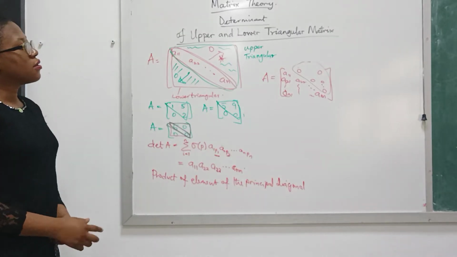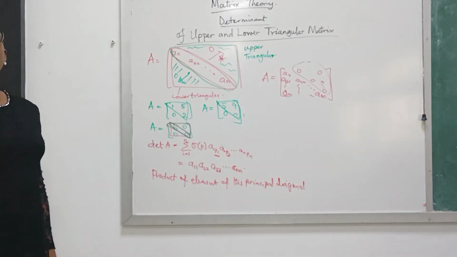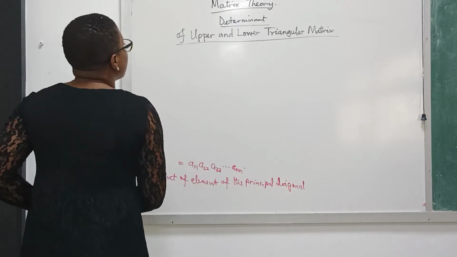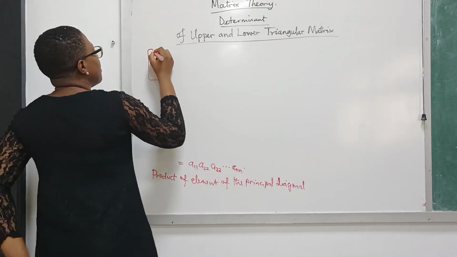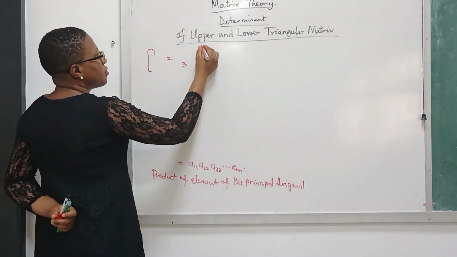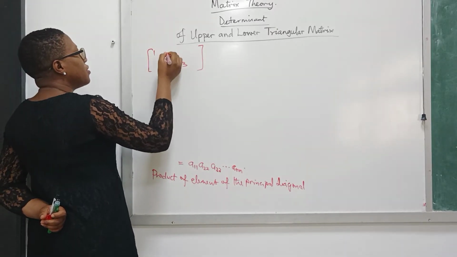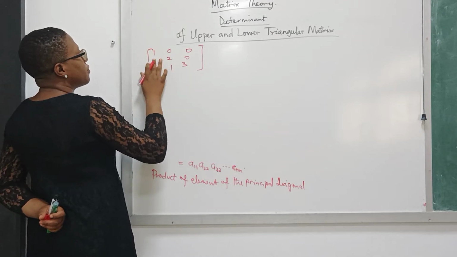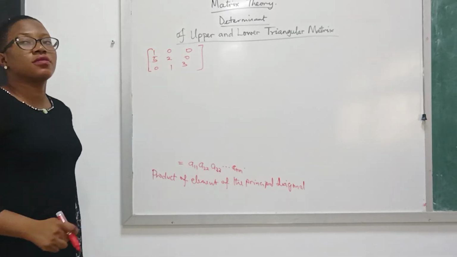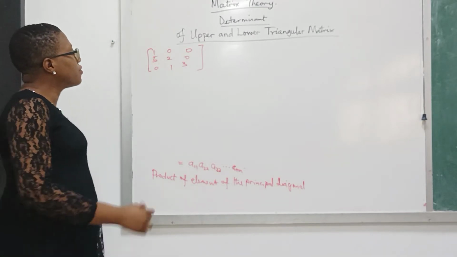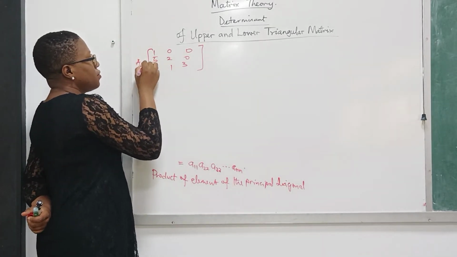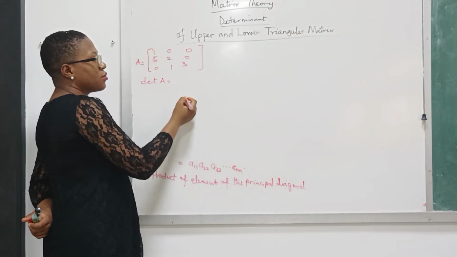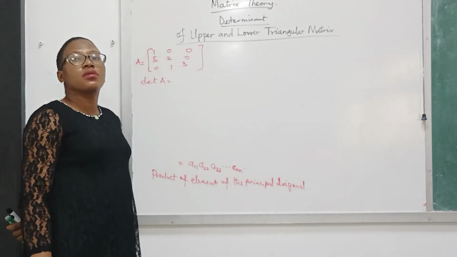Okay. We can go to the next slide. Should we take examples? If we have a 3 by 3 matrix, what kind of matrix is this? Lower triangular matrix. So what's the formula for finding the determinant? I'll use the circle.